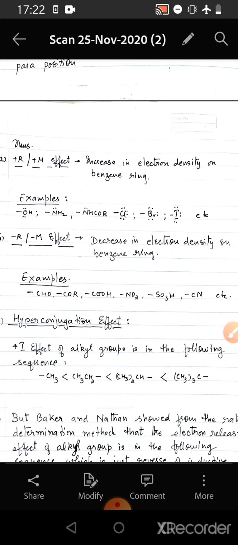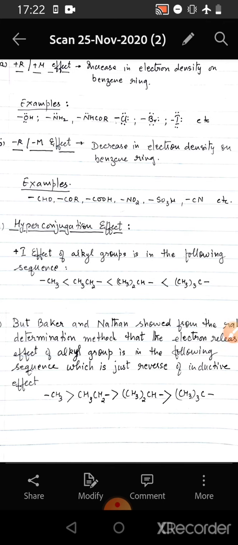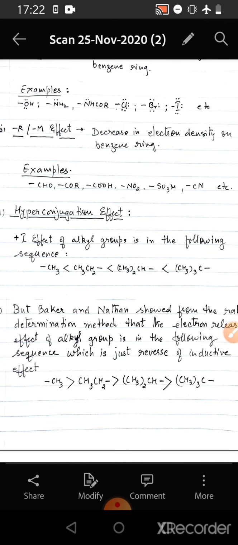Thus, we see that plus R or plus M effect increases the electron density of the benzene ring, and minus R or minus M effect decreases the electron density on the benzene ring.